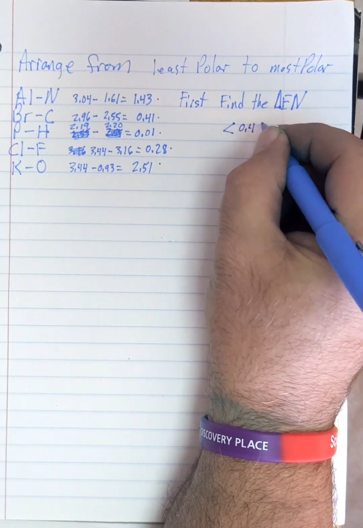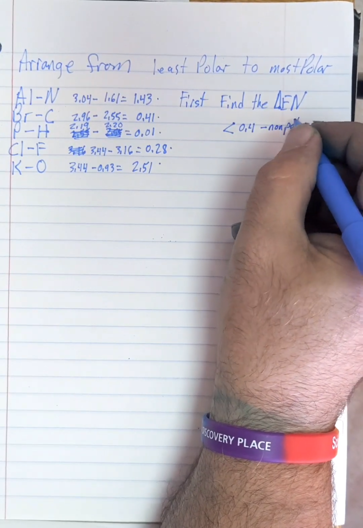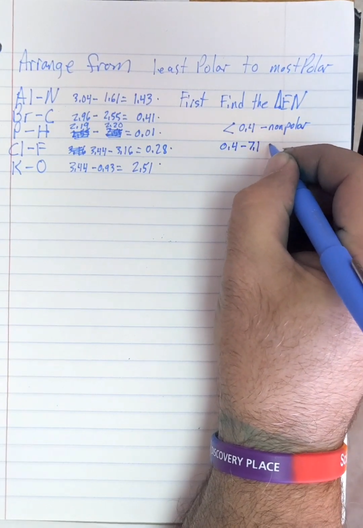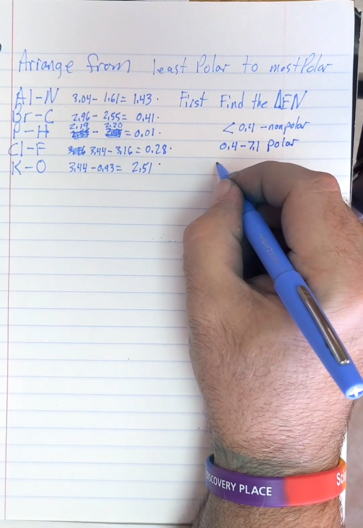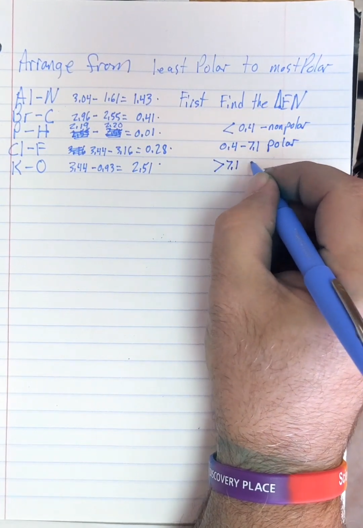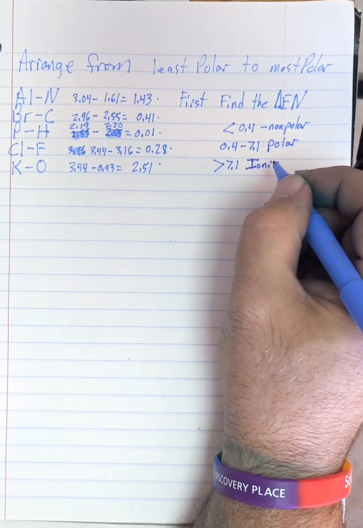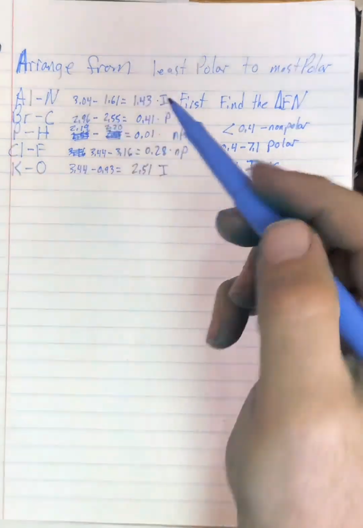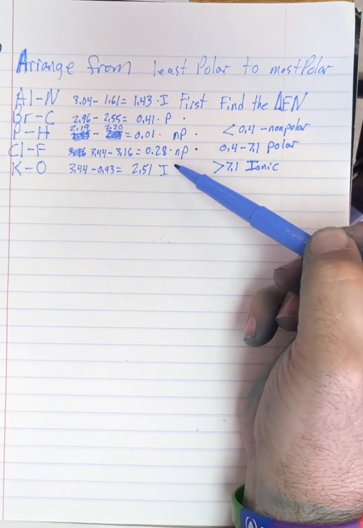So we need to remember that anything with a difference of less than 0.4 is going to be nonpolar. Anything between 0.4 and 1.7 is going to be polar. And anything greater than 1.7 is mostly ionic. All right, so now I've identified each one as being ionic, polar, or nonpolar.